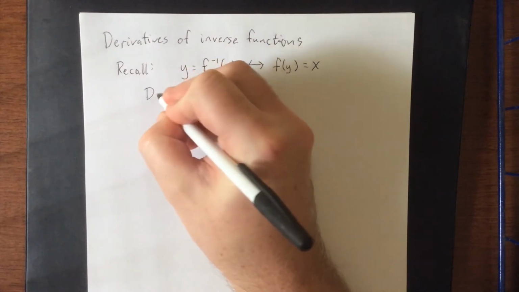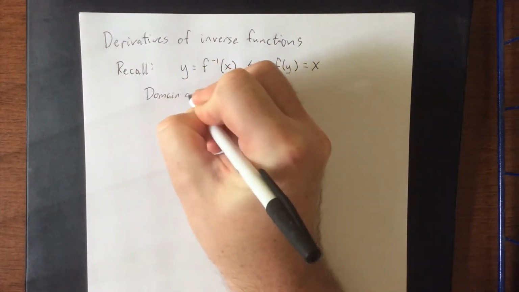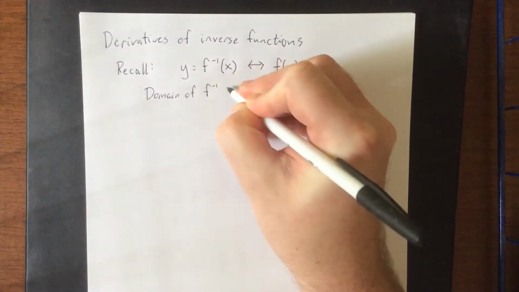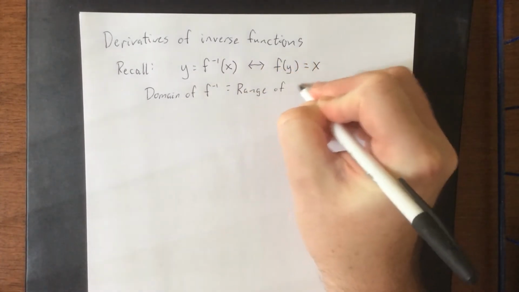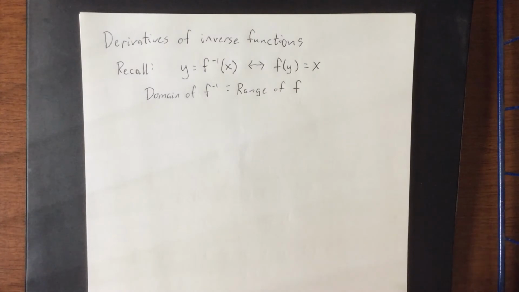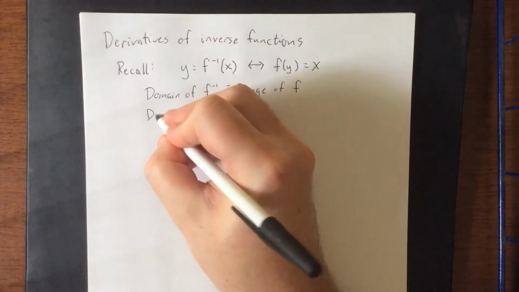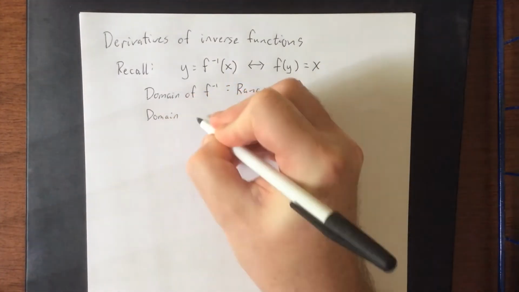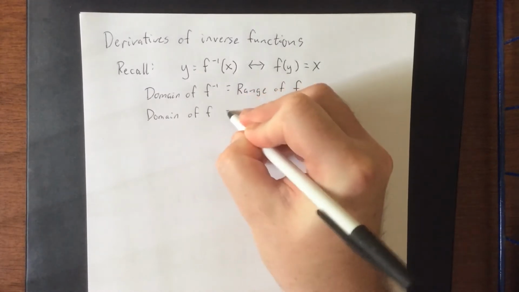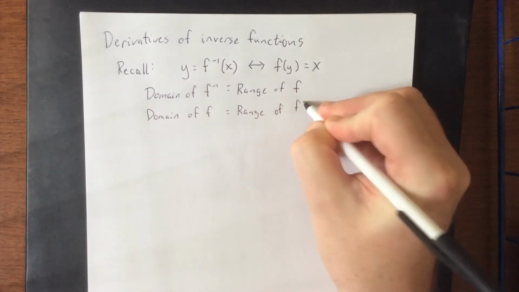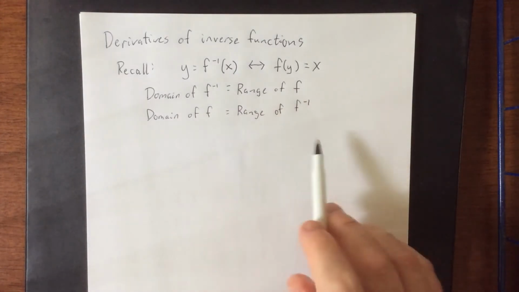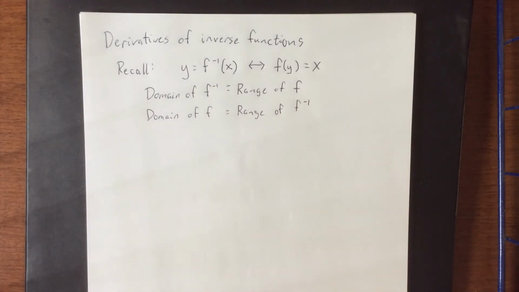So other things, the domain of f inverse is going to be equal to the range of f. This is due to the fact that, once again, inputs and outputs are flip-flopped. In addition, the domain of f is going to be equal to the range of f inverse. Now, both of these situations could involve a domain restriction that makes one of these functions into a one-to-one function.